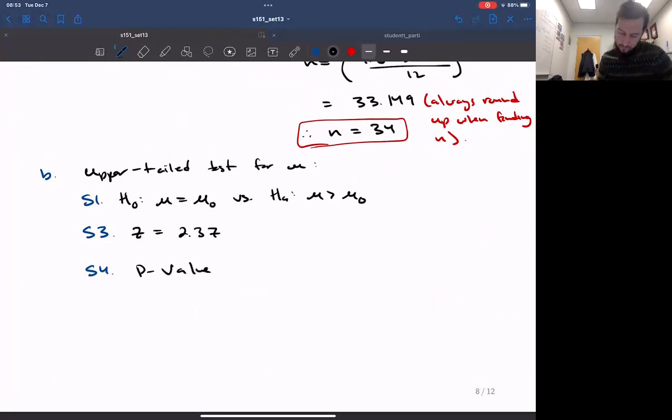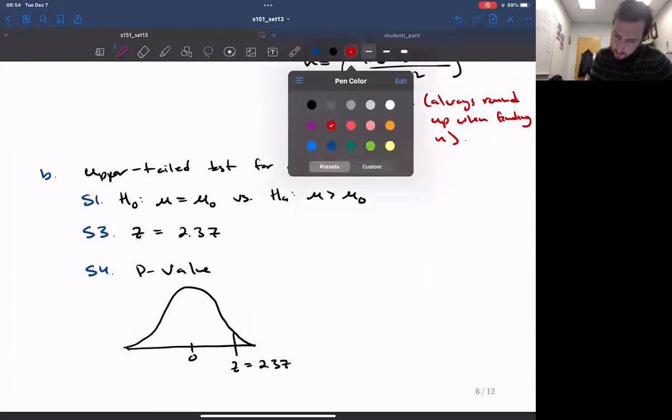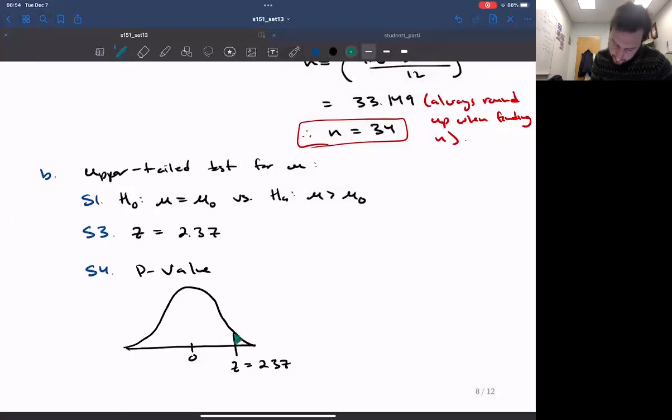Okay, so we would start off by sketching our z curve. Then we would mark down where our test statistic is located. And then we can highlight the region of the p-value. We're conducting an upper tail test, so the p-value is going to be the area above the test statistic. In this case, the p-value is equal to the probability that Z exceeds 2.37.